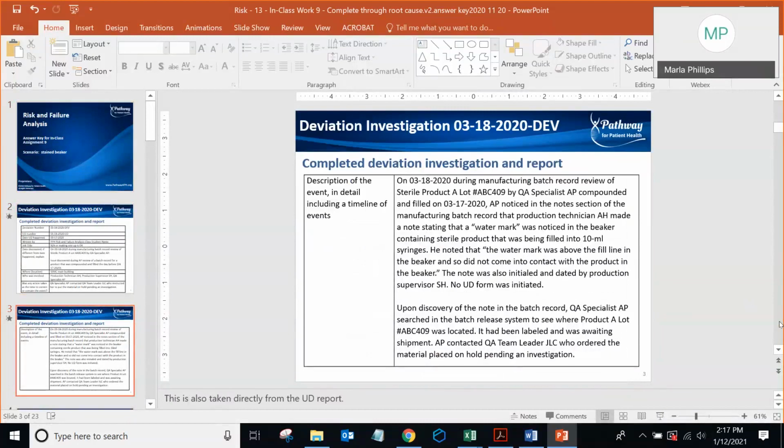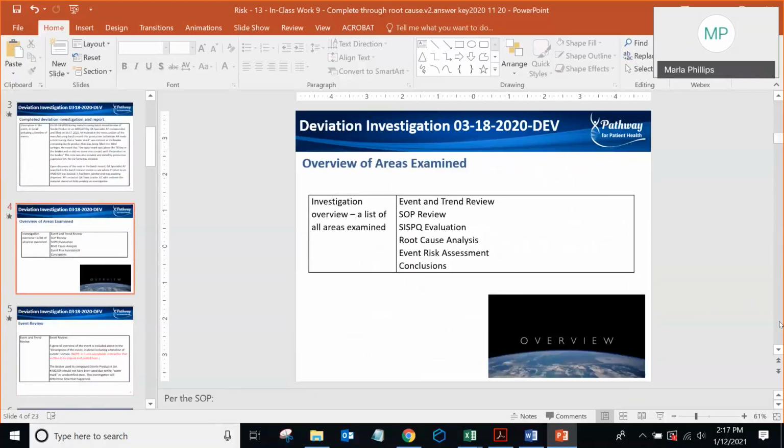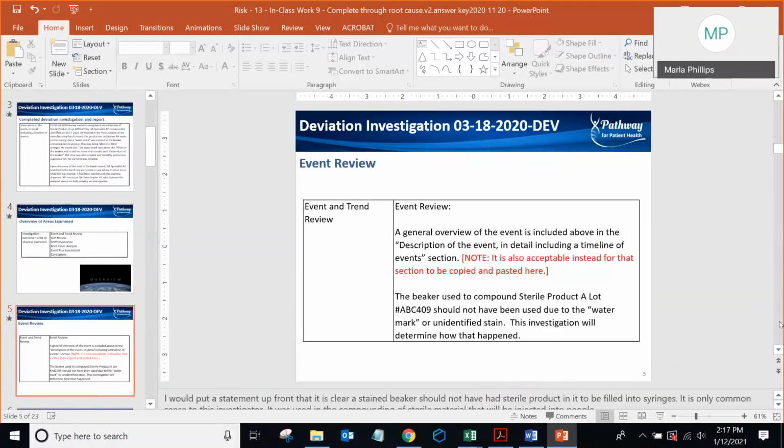When looking at the description of the event, some of it is filled in the unexplained discrepancy form, but then we give them a lot of handouts that are memos and training records and all kinds of information that they can pull from. So they should be able to expand on that throughout this investigation. When we get into the event review, that's where you're going to see a lot more of the information that was beyond what we saw in the unexplained discrepancy form.